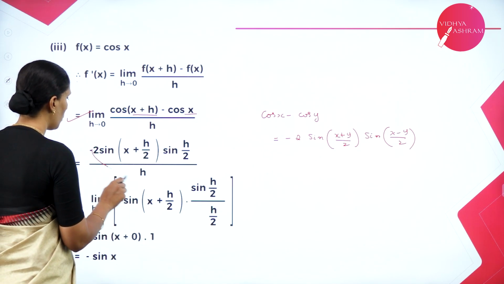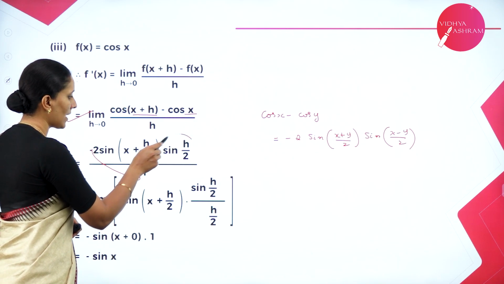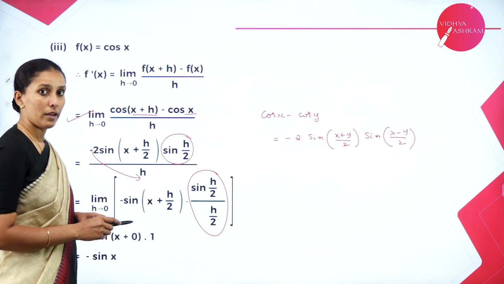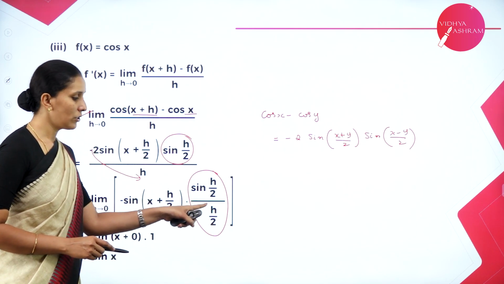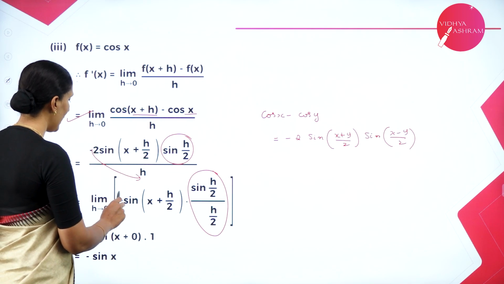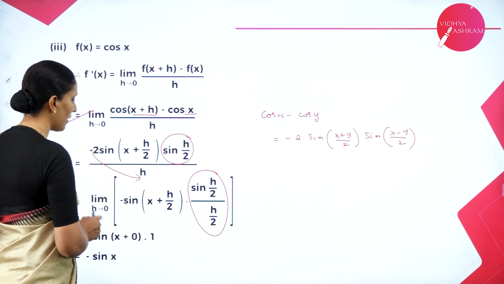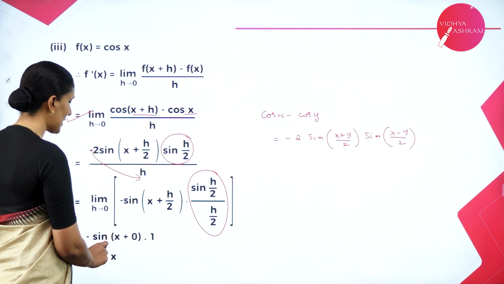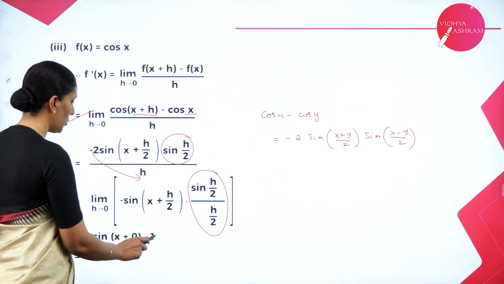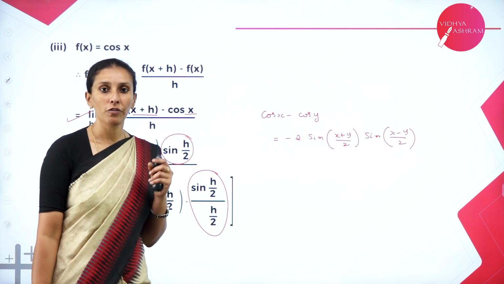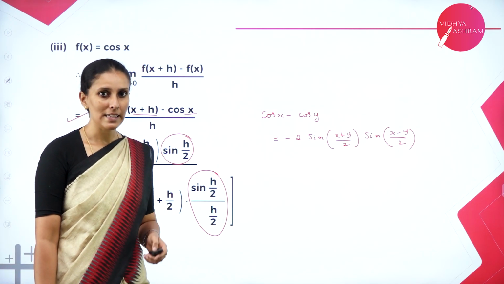Again, shift 2 to the denominator such that sin h by 2 divided by h by 2 will form, because if you apply the limit for this function, then its standard value becomes 1. Now apply h tends to 0 for the remaining function. H takes the value 0. We have minus sin x plus 0 into 1. We get minus sin x. Hence, the derivative of cos x is minus sin x.